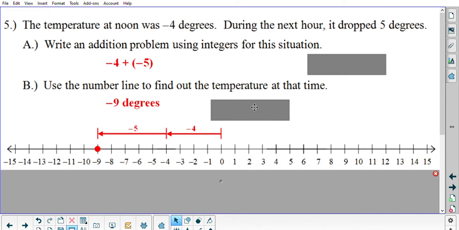Yes, you must say degrees, because that's what this is about. It's temperature, it's degrees. We don't really know if it's degrees Fahrenheit or Celsius, but we do know it's degrees. You could put the tiny little o on the top right-hand corner of the -9. That's the symbol for degrees. So if you did that, I am going to accept it totally fine.